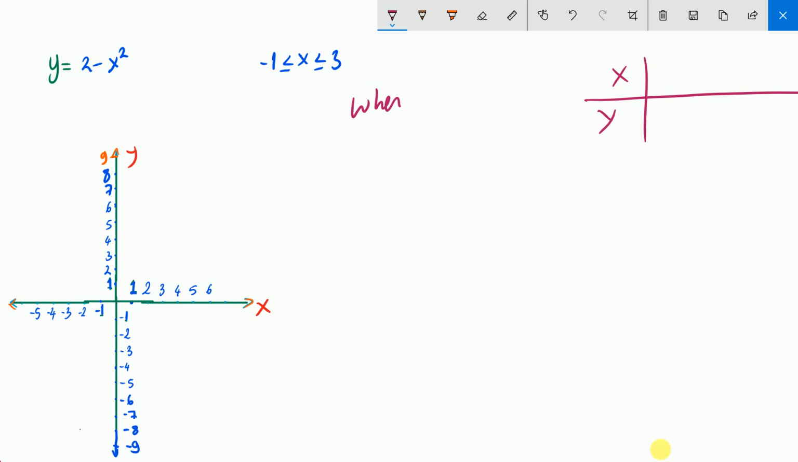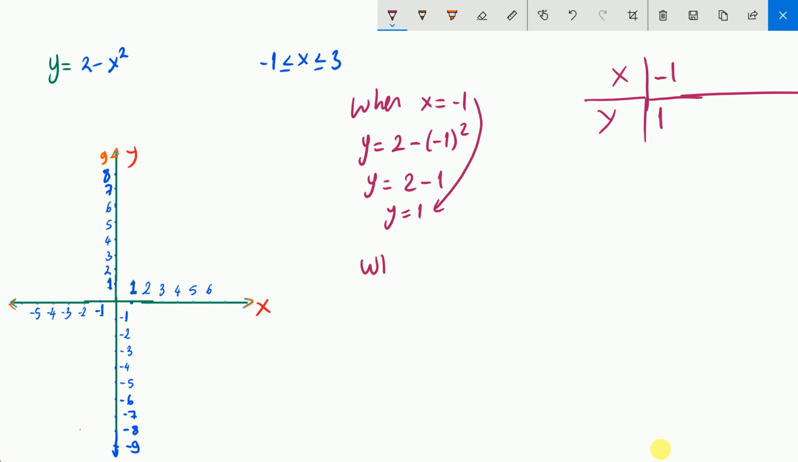Let's start. The first one is -1, because x is limited. So x is -1, y will be 2 minus 1 squared. 1 squared is 1, 2 minus 1 is 1, so y will be 1. When x is -1, y will be 1.